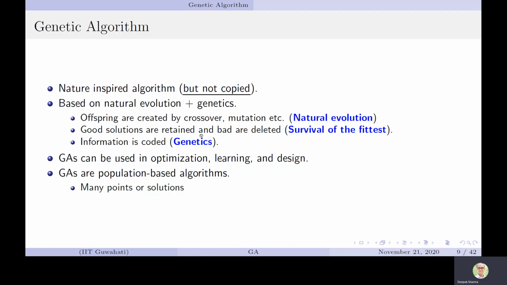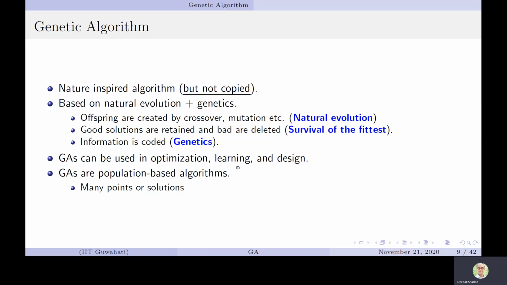Similarly, good solutions are retained and bad solutions are deleted. This aspect is incorporated by following the survival of the fittest. As we remember, this is Darwin's principle, which we are going to use. And the third is genetics, where we are storing information. I will discuss all these three one by one.